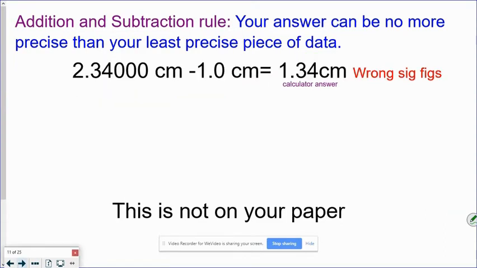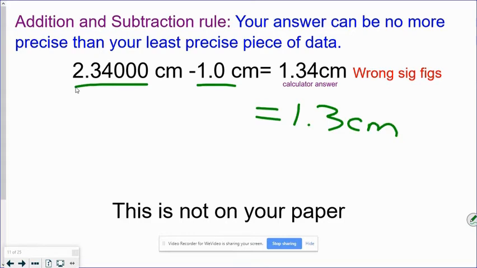Try this one on your calculator and see what you think the correct answer is. Pause the video. All right, so look at this one, and the degree of precision on this one really goes far back. But the degree of precision on this one only goes to the tenths, which means our answer can only go to the tenths. So 1.3 centimeters.